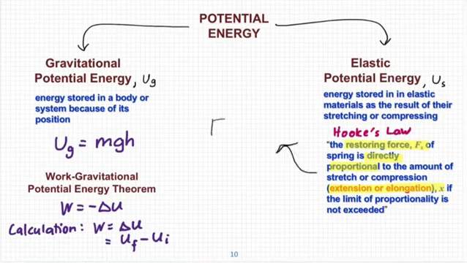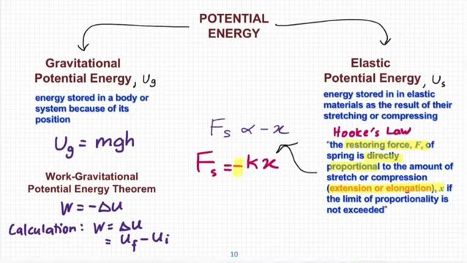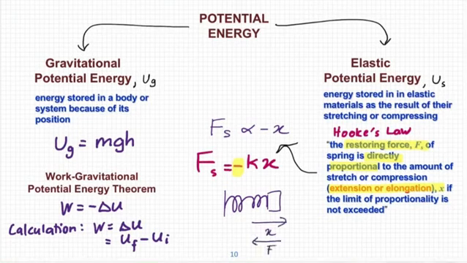We can basically rewrite this in the form of Fs, which is the restoring force, is directly proportional to negative X. X is the extension or elongation. And this can be expanded into the formula Fs is equal to negative Kx, in which K is the spring constant. The negative sign here only indicates that the direction of Fs is always opposite to the direction of X. Imagine you have a spring in equilibrium position, and then you stretch the spring until it has an extension of X, and this spring will have a restoring force which is in the opposite direction of X.